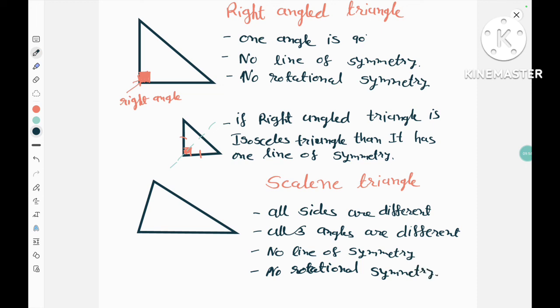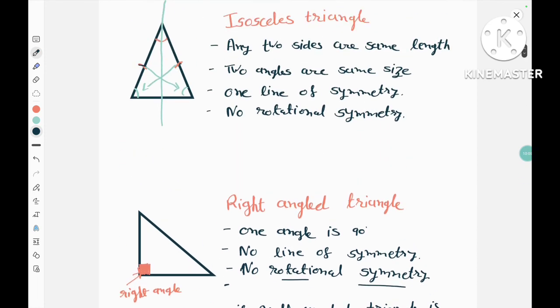Okay, here I forgot one topic, that a right angle triangle has, yeah, I wrote it here. No rotational symmetry, right? So this is all about the triangles' properties.